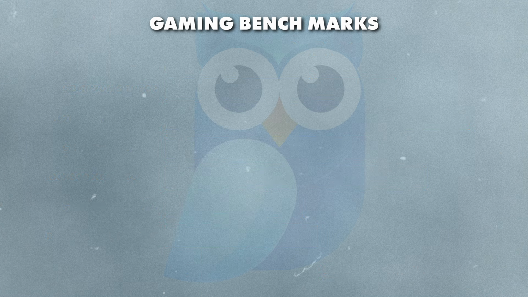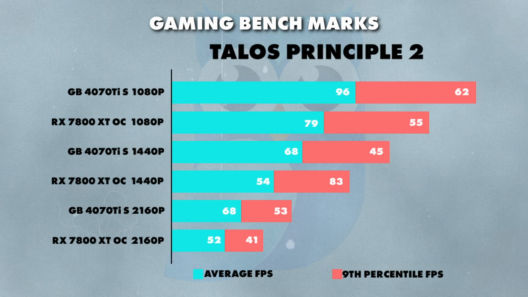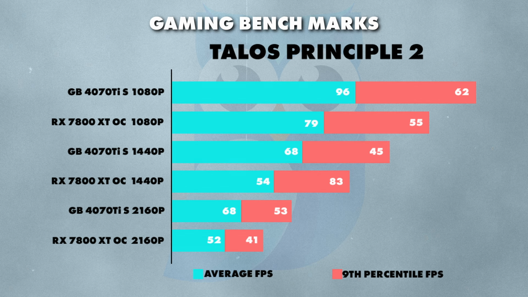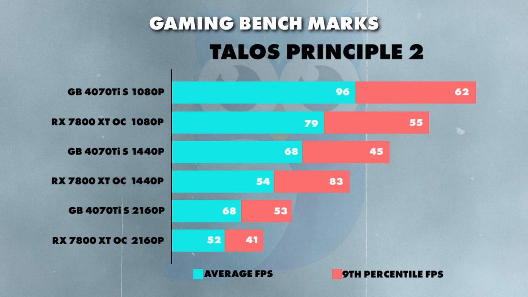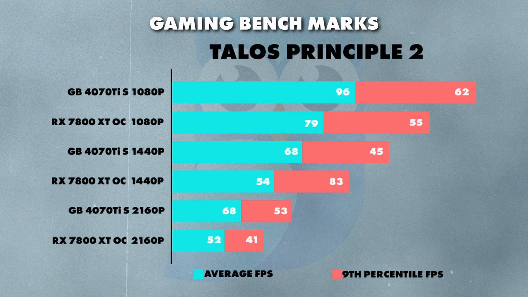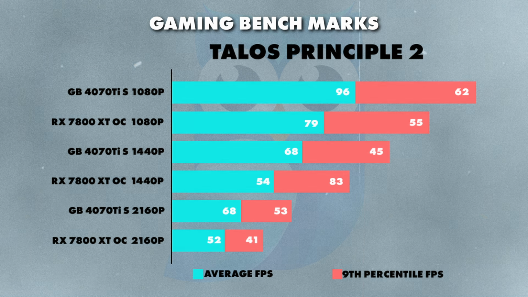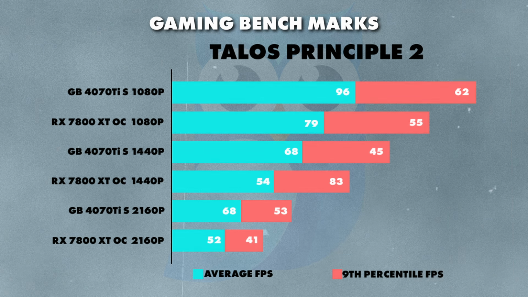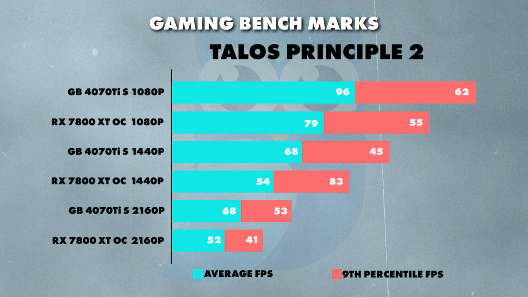Lastly, we've got Talos Principle 2, which is an absolute monster on your graphics card and probably the lowest scores we'll see. I've included this in the benchmark suite because it puts the most amount of pressure on a GPU, well, at least from the game suites that I've tested so far. And again, we see a similar mirror to the first three, in that the 4070 Ti Super dominates from 1080 to 2160.